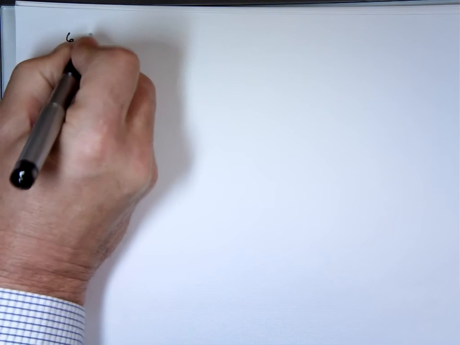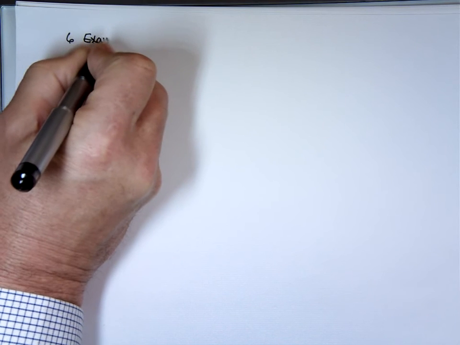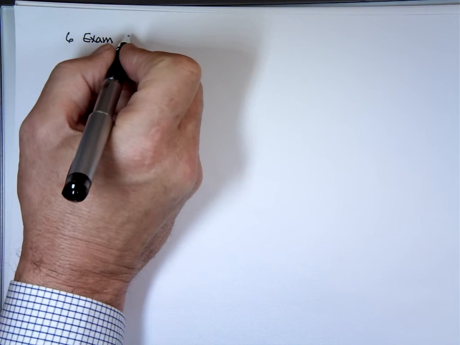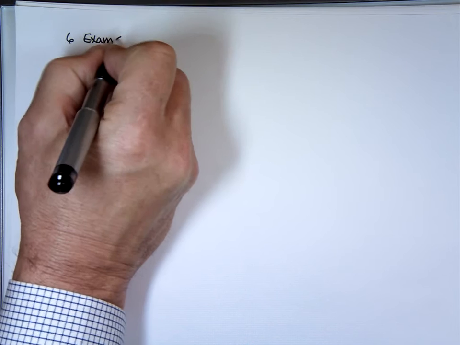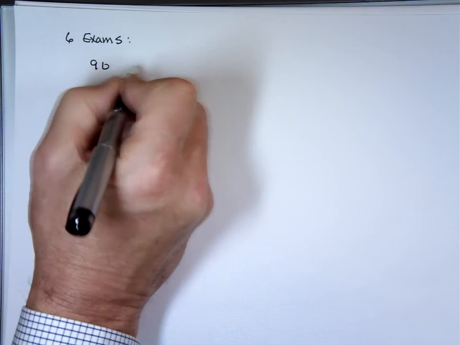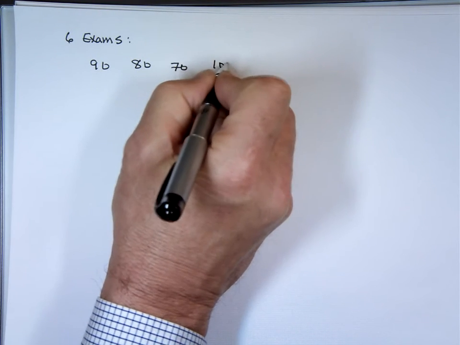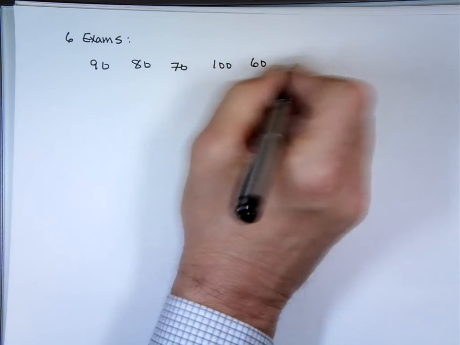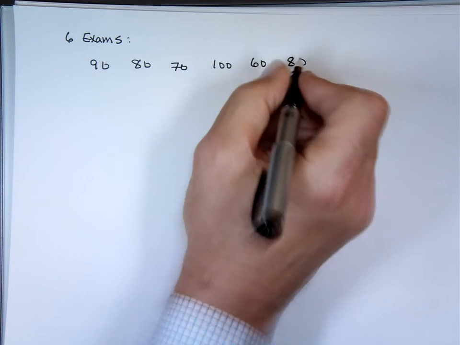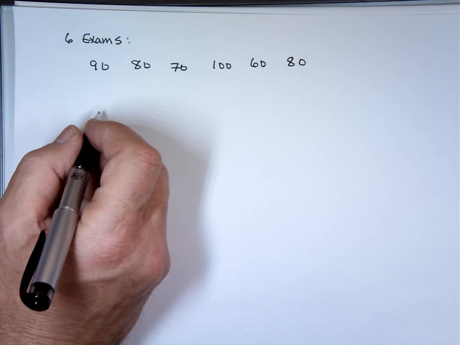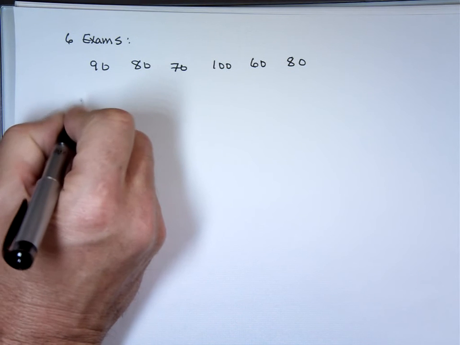I'll make the story short here. These are 6 exam scores. And you scored these scores on them: 90, 80, 70, 100, 60, and 80. And what I'm looking for is, can you tell me the average, or the mean? The mean also means average.